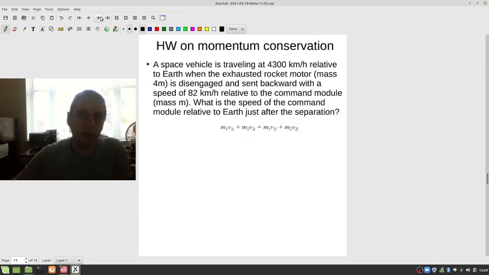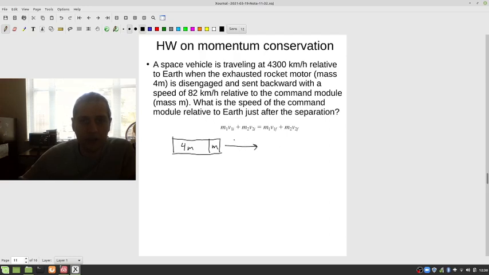I gave you a similar homework problem, just with a little bit of a kink in it. In this problem, you have a big motor and a little space vehicle. The big motor has a mass that's 4m, and the space vehicle has a mass m. The whole thing is stuck together at the beginning, and it's going with a speed v initial of 4,300 kilometers per hour.